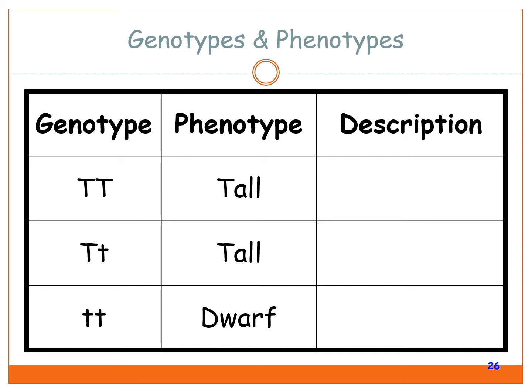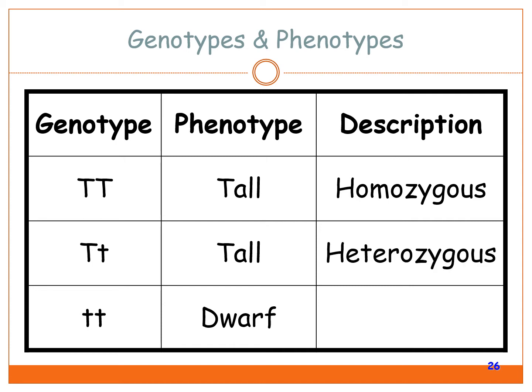So the answers are that the first one would be homozygous because the two alleles are the same, because you've got big T, big T. The second one is heterozygous because you've got big T, small t. And the bottom one is homozygous because you've got little t, little t. So well done if you managed to get that correct. If you didn't, then go back to where it says homozygous and heterozygous and learn it.